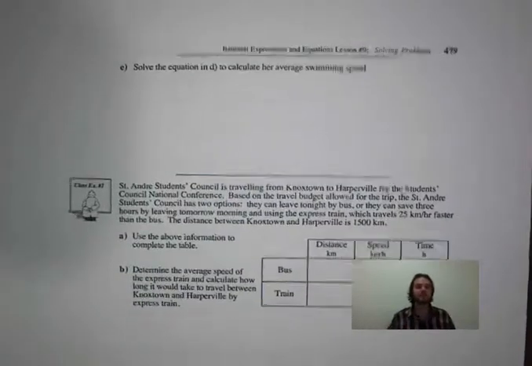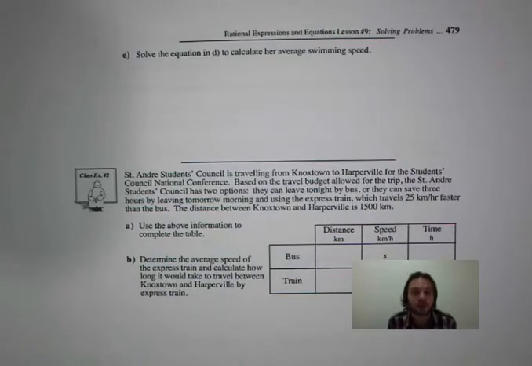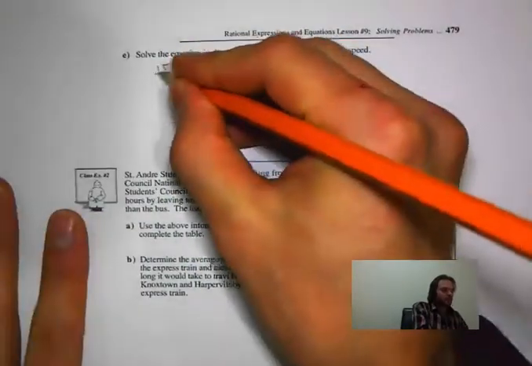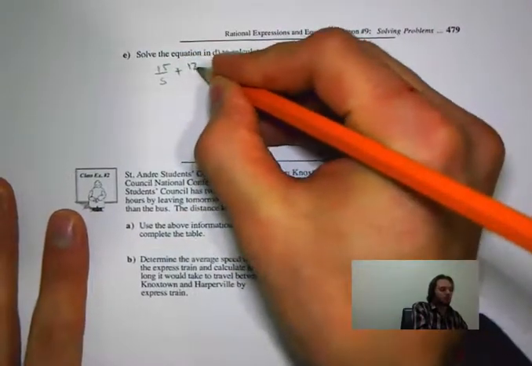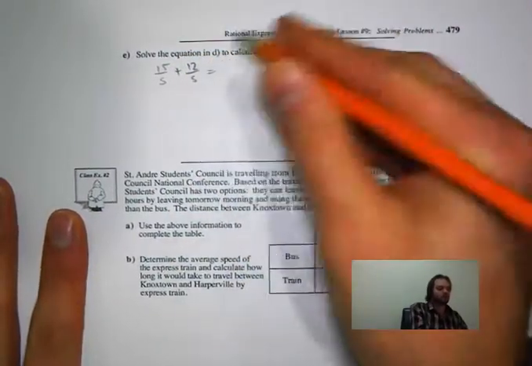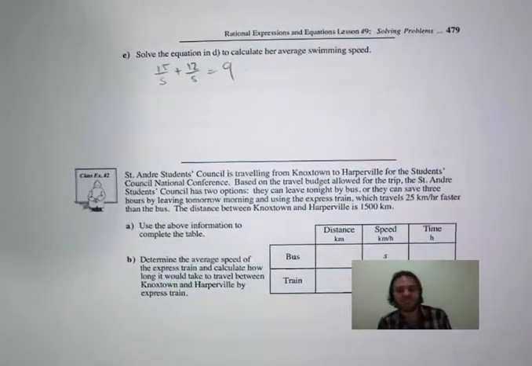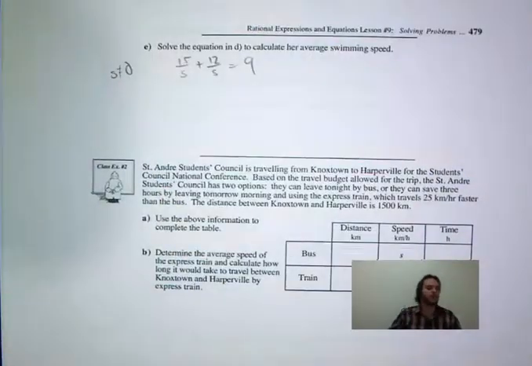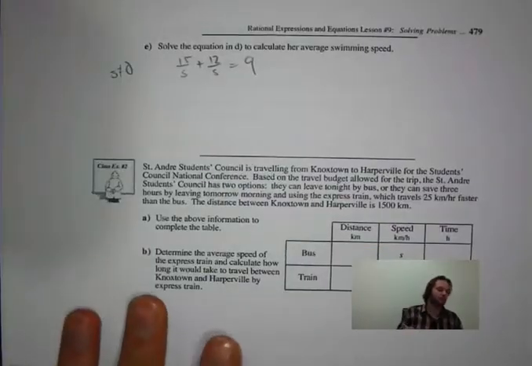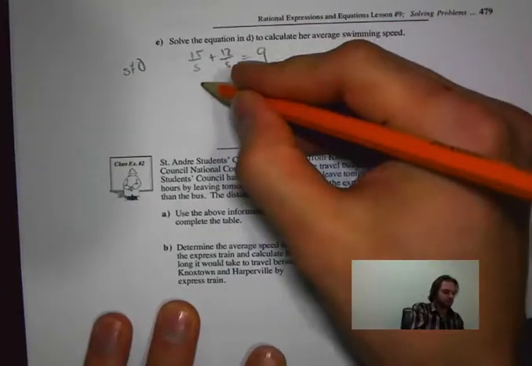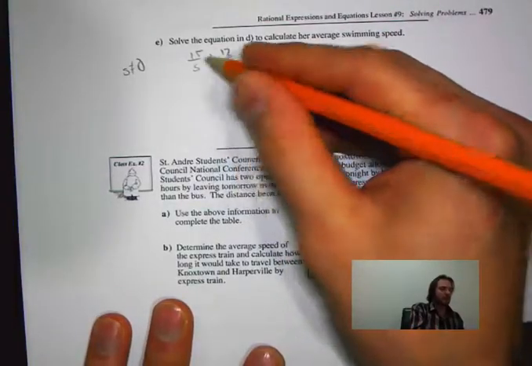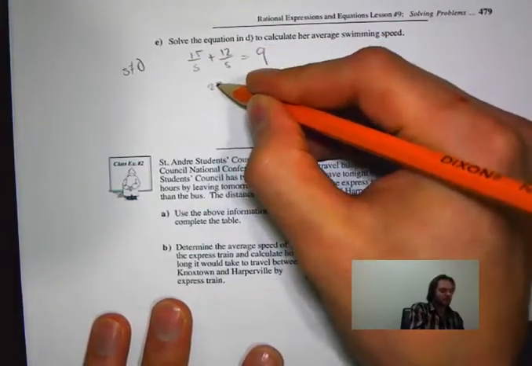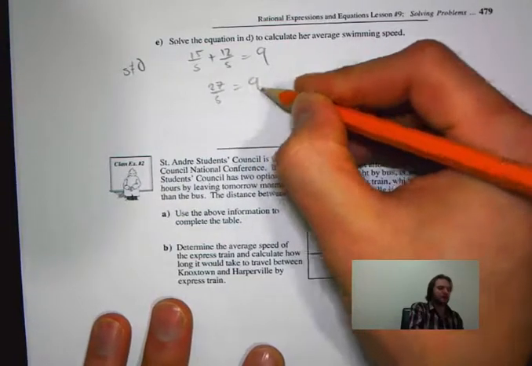Now E, I'm assuming, wants us to solve it. Yes, it says calculate the average swimming speed. Okay, so we have 15 over S plus 12 over S is equal to 9. Now this is a very nice one to solve. Why? We already have a common denominator. We know S cannot equal 0, and my common denominator is S. So I have 27 over S is equal to 9.